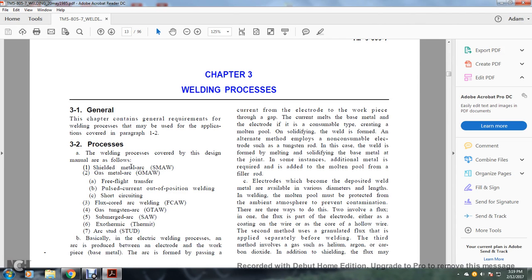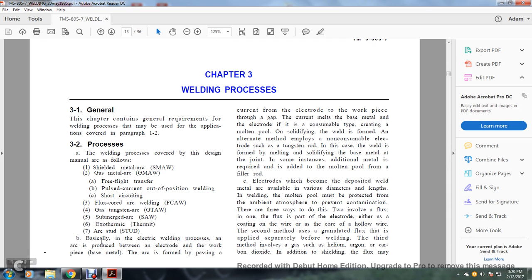are as follows: shielded metal arc welding, SMAW; gas metal arc welding, GMAW, with free flight transfer, pulse current, out of position welding, and short circuiting; flux core arc welding, FCAW; gas tungsten arc welding, GTAW; submerged arc welding, SAW; and exothermic thermit and arc stud.